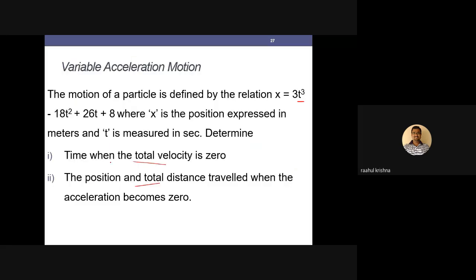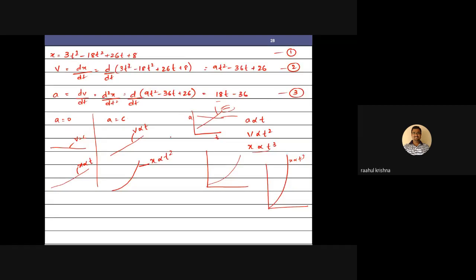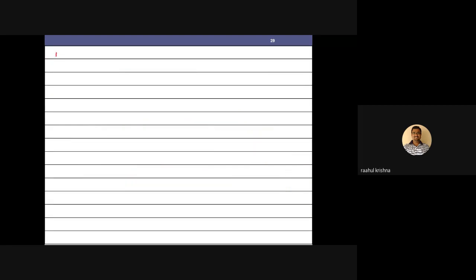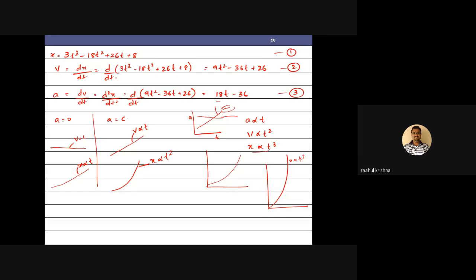What is my condition given? I'm supposed to find out the time when the total velocity is zero. So in my first case, when v equal to zero, I am supposed to find out the time. What is the expression for the velocity? The expression for velocity is 9t square minus 36t plus 26, right? So implies 9t square minus 36t plus 26 equal to 0. Can you give me the value of time that you get?